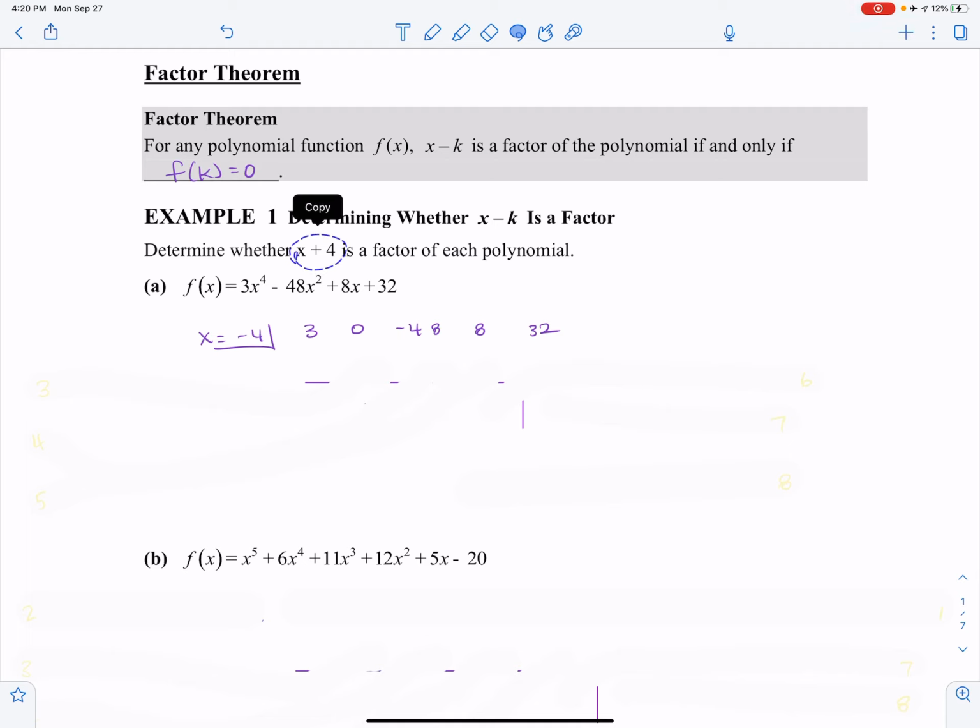All right, so the very first thing is that we're going to bring our leading coefficient straight down, and then we'll multiply by the box. So bring it down, you have that 3, multiply by the box, you get negative 12. Take your negative 12 and add it to 0. So you're going to get negative 12, and then you're going to start over again. Multiply by the box, you get 48. Add, you get 0. Multiply by the box, you get 0. Add, you get 8. Multiply by the box, you get negative 32. And add, you get 0. So we would say that, yes, x plus 4 is a factor of this polynomial.